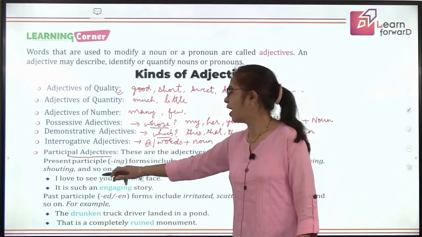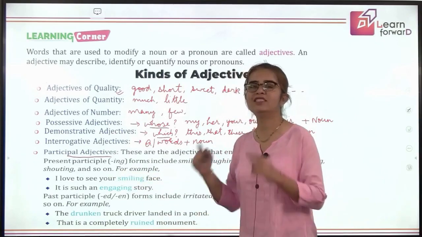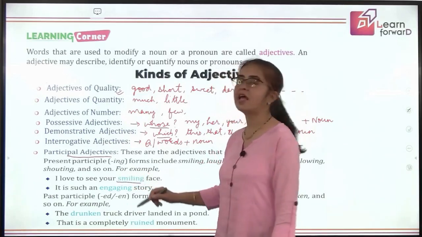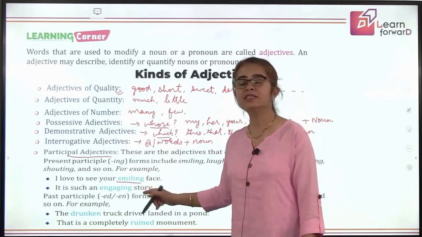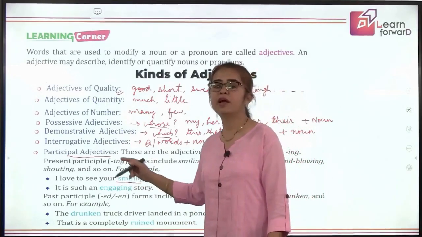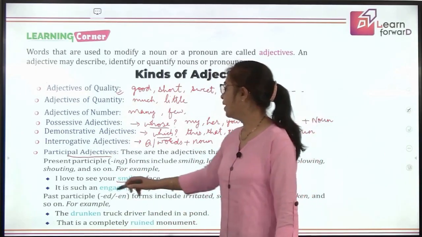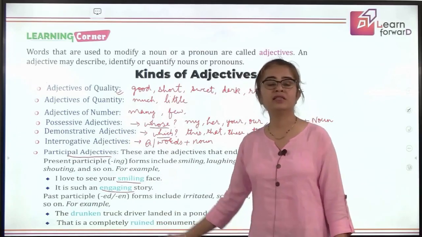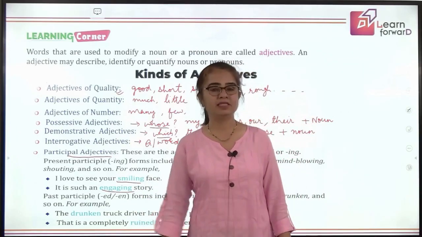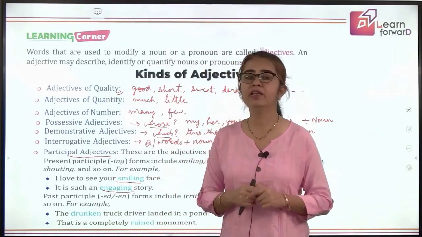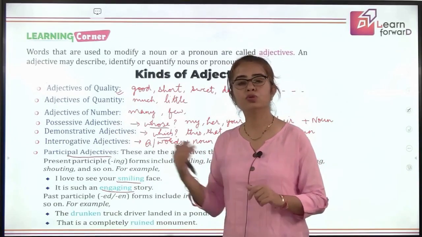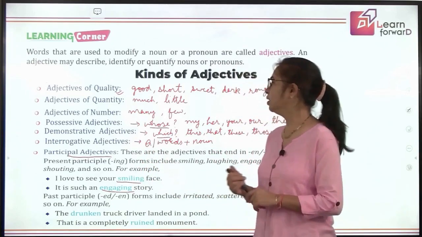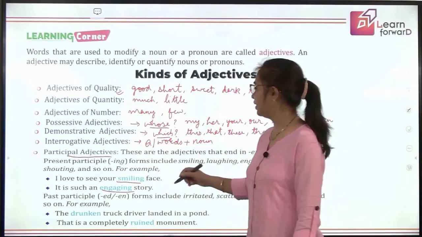So, I love to see your smiling face. What type of face? Smiling face. So, smile itself is a verb. Here it is acting as an adjective also. That is why it is a participle adjective. It is such an engaging story. So engaging is a verb, it's an action, and then it is describing the story also. So it's behaving like an adjective. That is why it is the participle adjective.